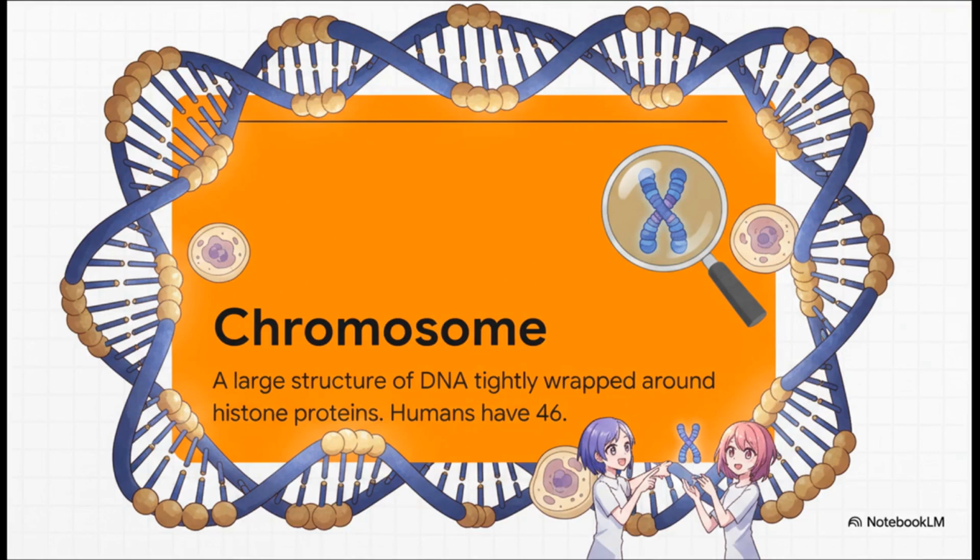Which brings us to the formal definition of a chromosome. It's a large, organized structure consisting of a long strand of DNA tightly wrapped around histone proteins. Notice the heavy emphasis there. A chromosome is strictly DNA plus protein. You'd be amazed how many students forget the protein part when defining this on a test. Seriously, never forget the histones. Oh, and just a fun fact to put things into perspective, in humans, we have 46 of these fully wound spools hanging out in our body cells.